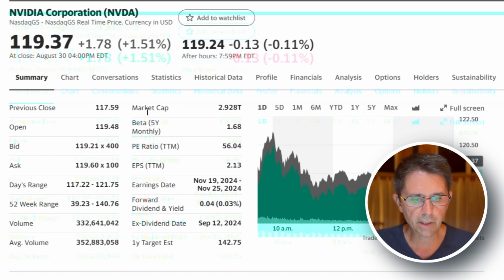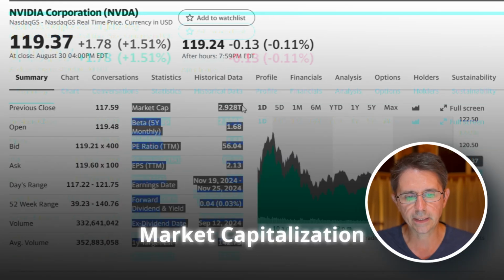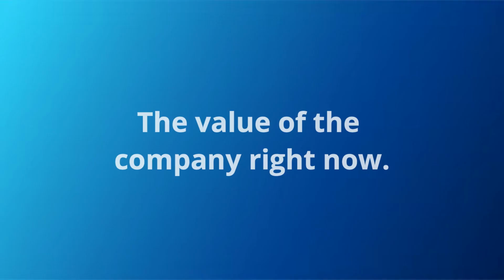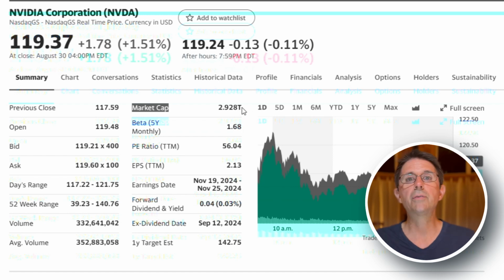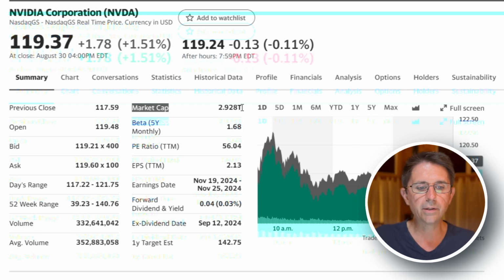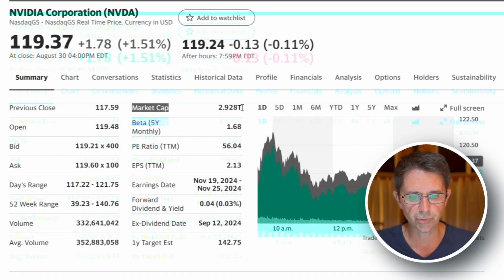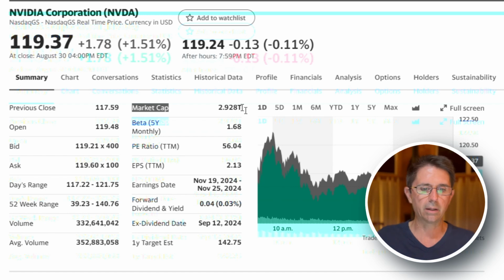Okay, if we come up here, we've got the market cap, and the market cap is just short for market capitalization. And what that is telling you, it's really the value of the company right now. Okay, and you can see it's 2.928 T for trillion, because the market cap or the value of NVIDIA right now is actually in trillions. It's just shy of 3 trillion. If you saw a B there, it would be billion, and M there would be a million for a smaller company.